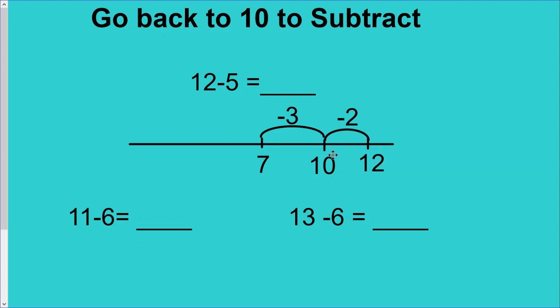That gets me back to 10. This 2 comes from part of the 5. If I take 2 away from 5, well, I still have 3 to take away. And 10 minus 3 is 7. So that's how we got 7.